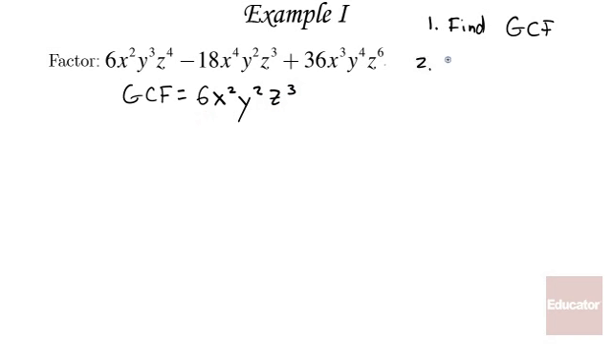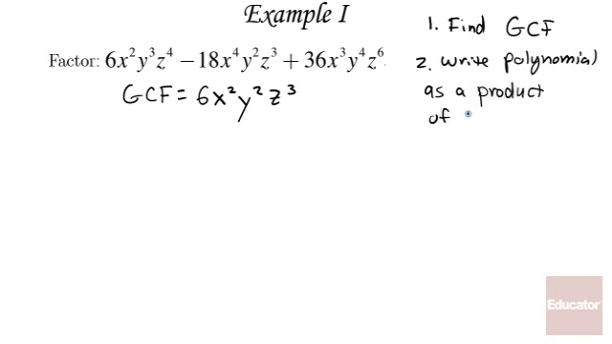Now, write the polynomial as a product of the greatest common factor and a simpler polynomial.